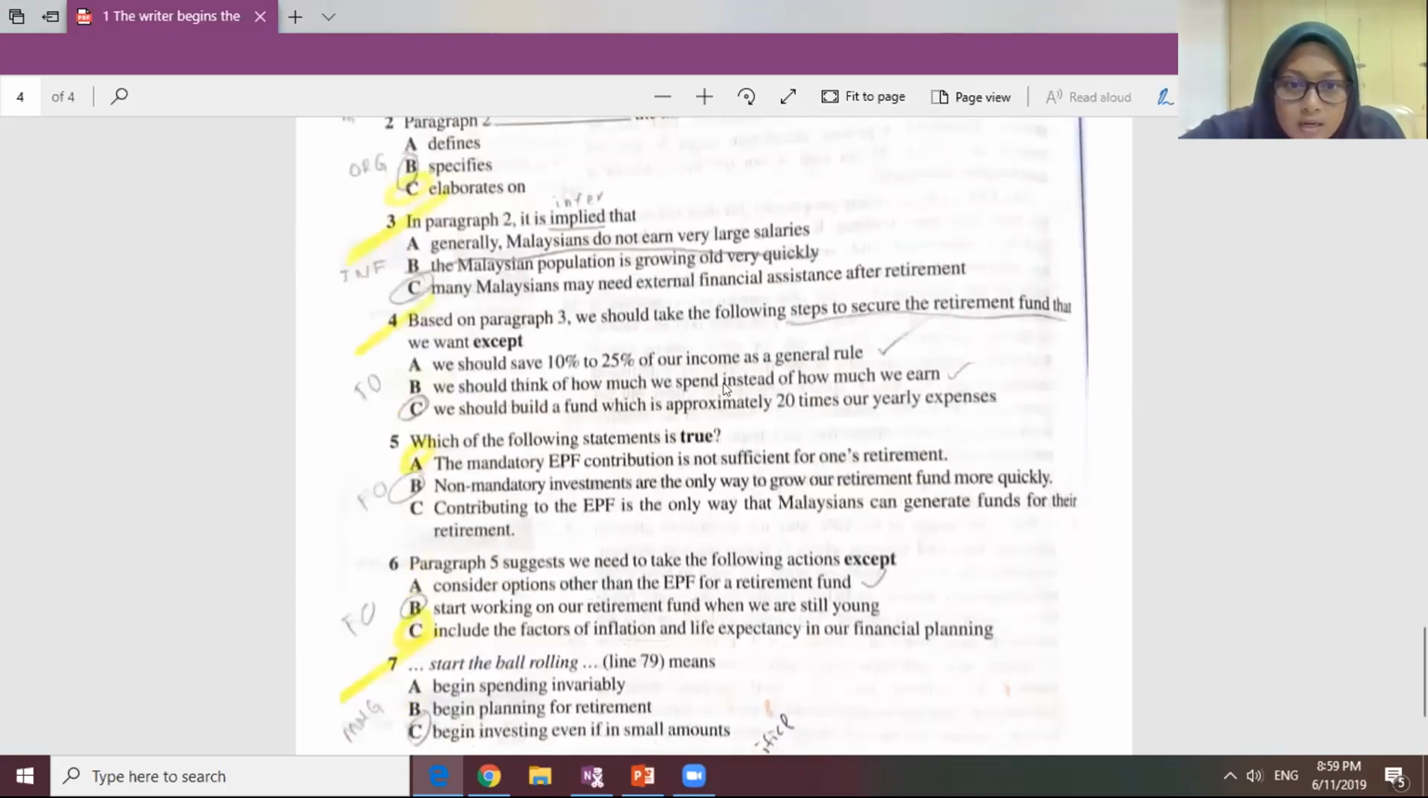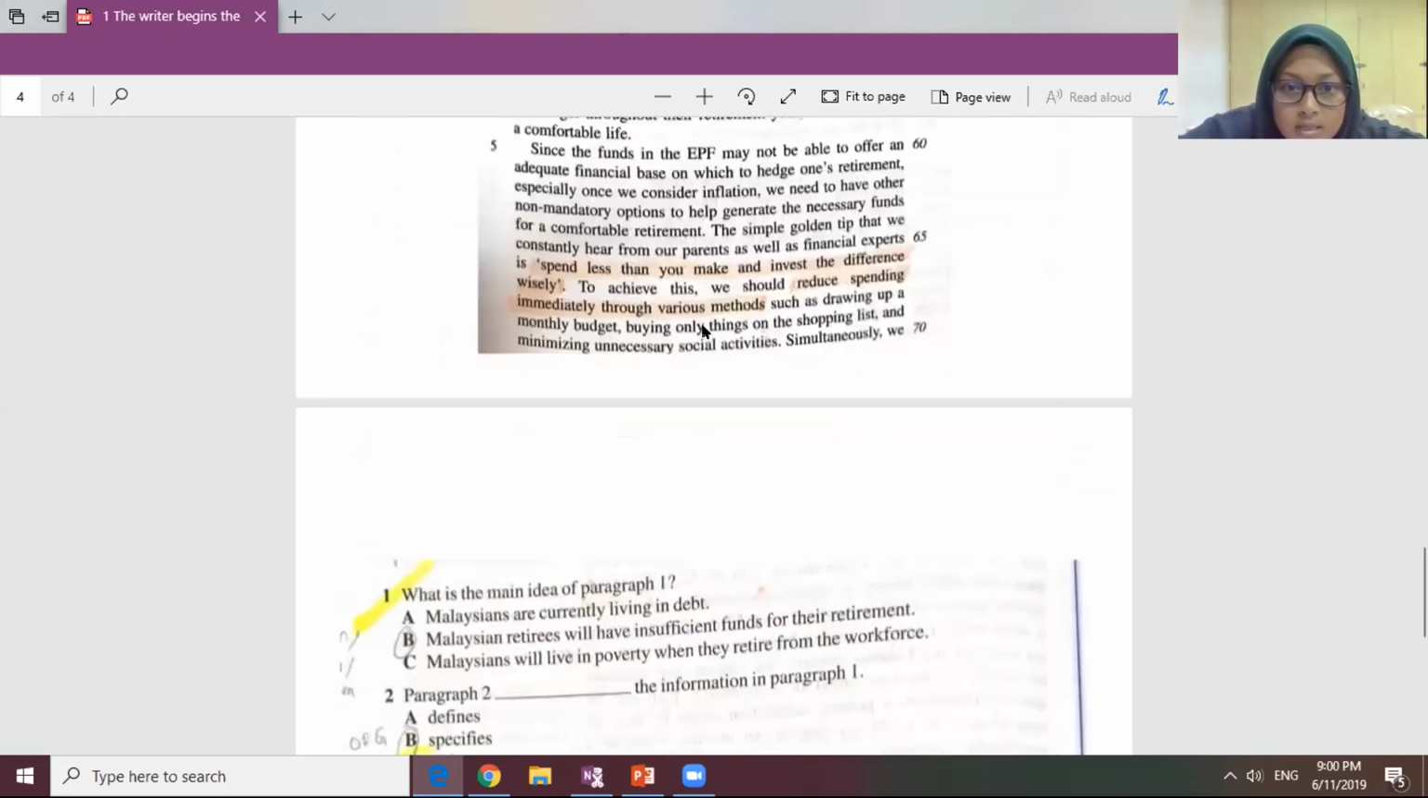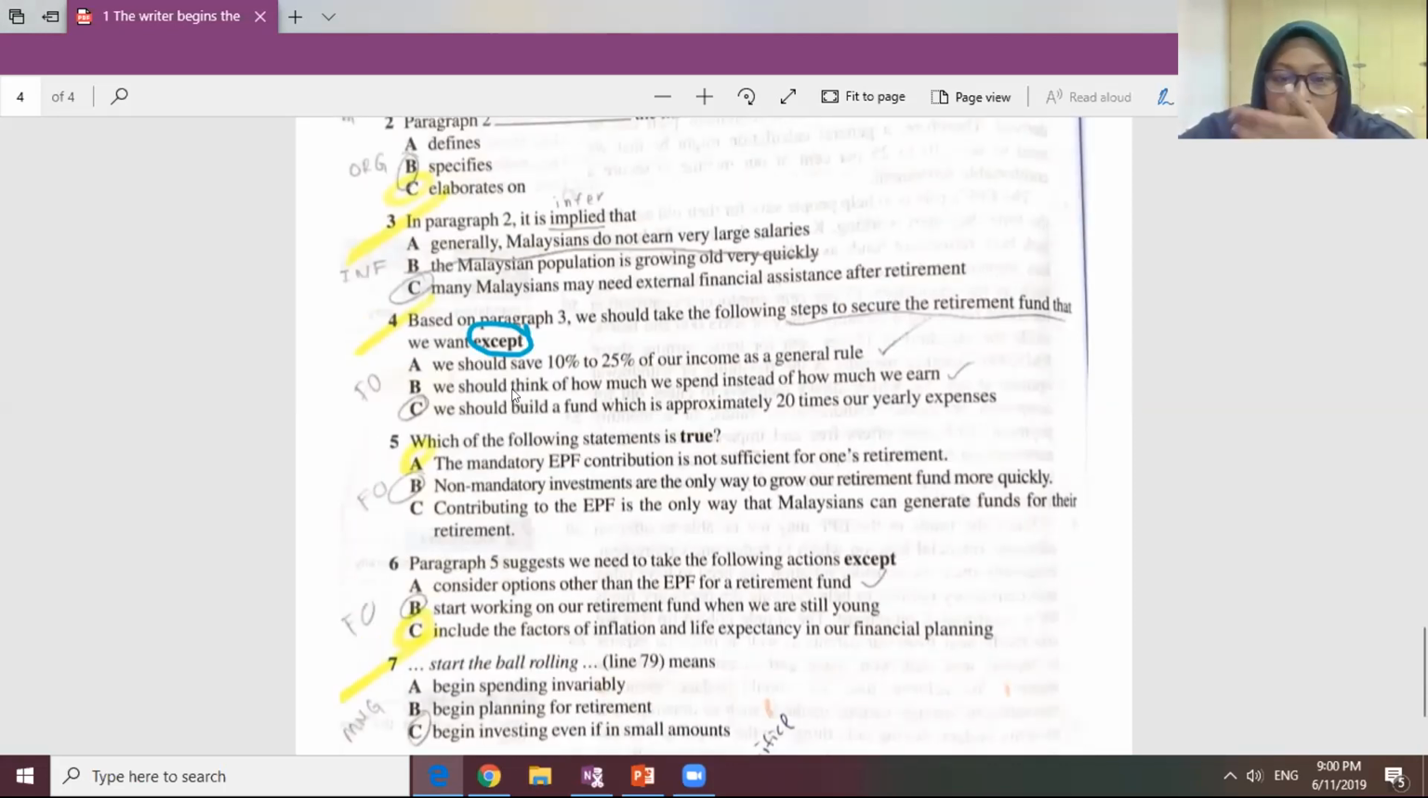In this question, there are 3 FO questions, so I will just explain one. Based on paragraph 3, we should take steps to secure the retirement fund, except. So this question wants the wrong statements, not the true statements. So we go to paragraph 3 and see. You read the answer given.